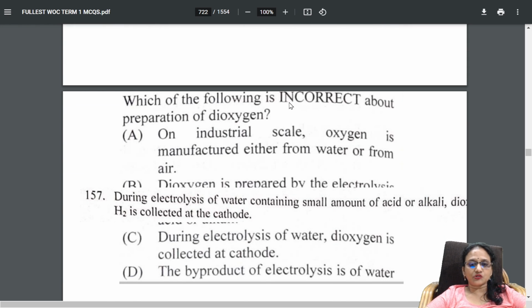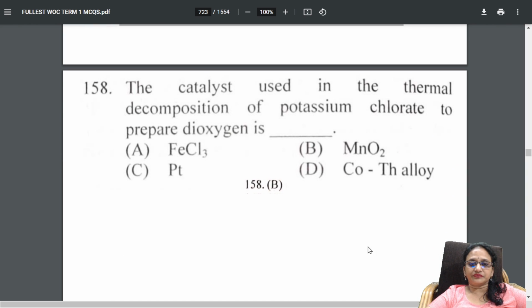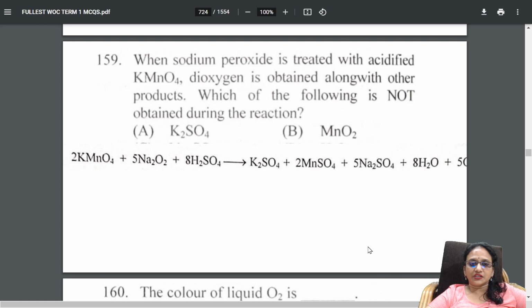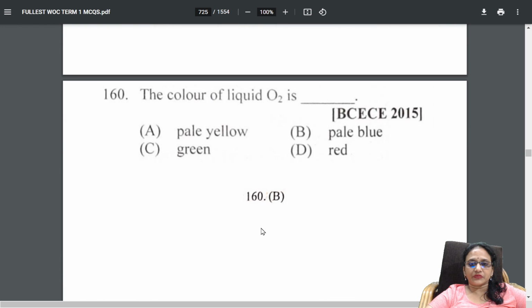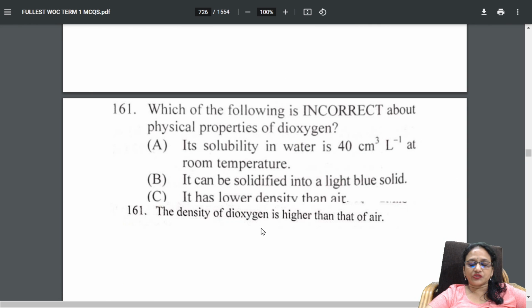Next, this also got merged up. Sorry again. So electrolysis, water contains a small amount of acid or alkali. Hydrogen is collected at the cathode. Right. Next question. Based on the catalyst, these are the questions of a reaction of the substances. KMnO4 with Na2O2, sodium peroxide. The color properties are going to be asked. One more question. Which of the following is incorrect?